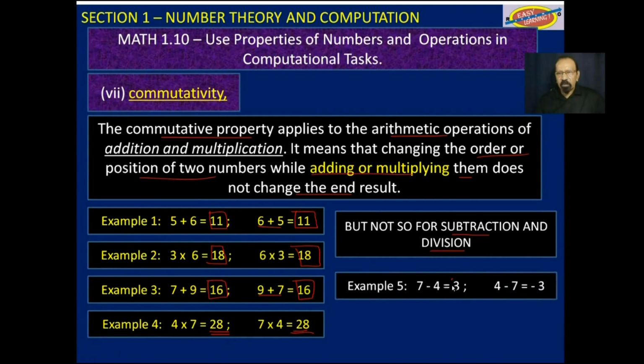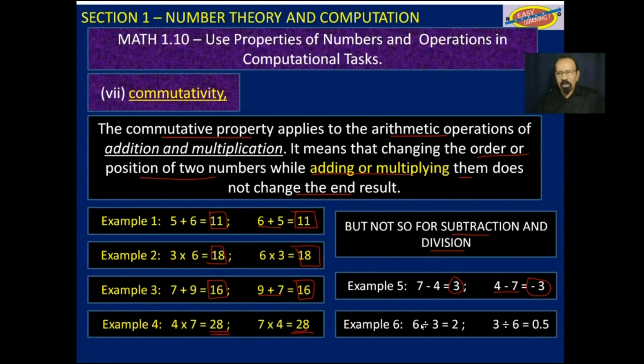7 minus 4 is equal to 3. But 4 minus 7 is not 3. It's actually negative 3. And 6 divided by 3 is equal to 2. But 3 divided by 6 is not 2. It is 0.5. So this commutative property holds true only for addition and multiplication, not for subtraction and division.